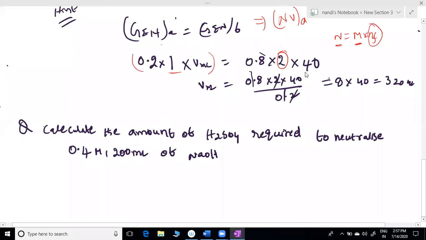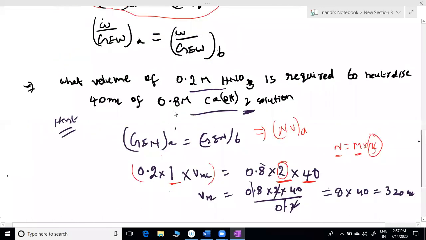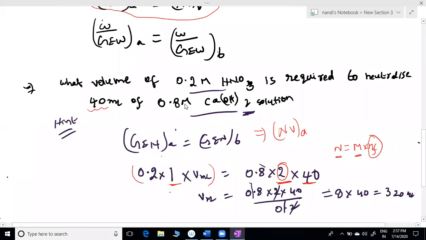The part is volume only, right? Sir, no. The question mentioned 40 ml is the molarity. Molarity into N factor is the normality, as well as 40 ml. Fine.